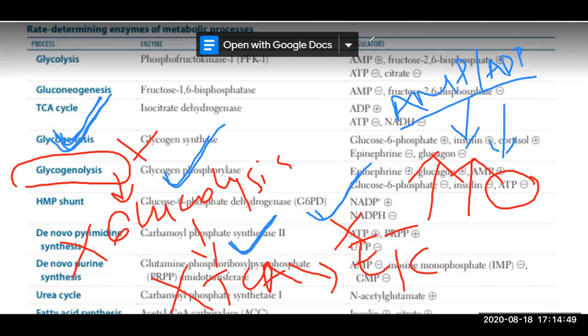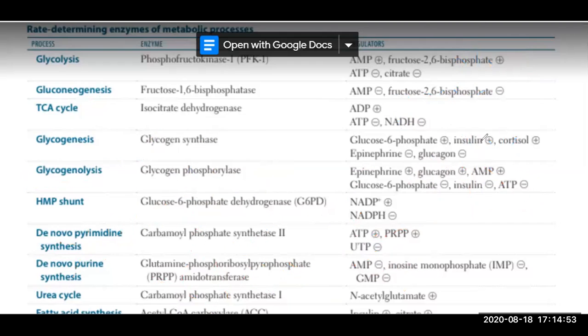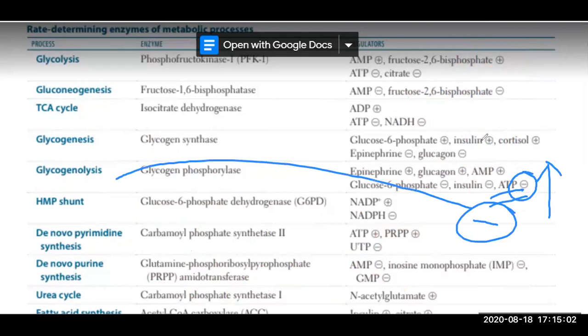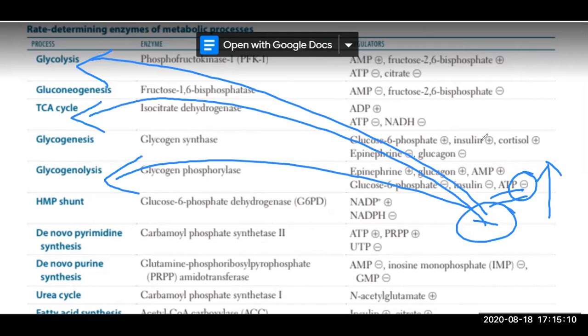So now the same thing applies. You have more ATP. More ATP will inhibit. Negative sign shows inhibition. More ATP will inhibit this glycolysis, this glycogenolysis, this TCA cycle. Okay, more ATP will inhibit all of this: TCA, glycolysis and glycogenolysis. Please remember.